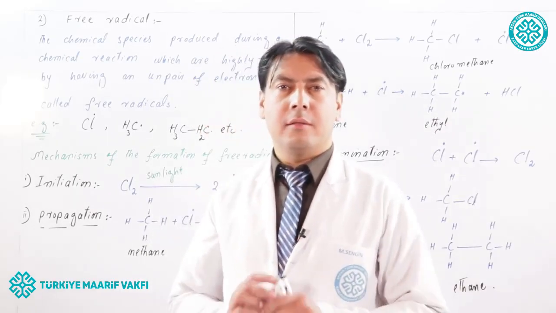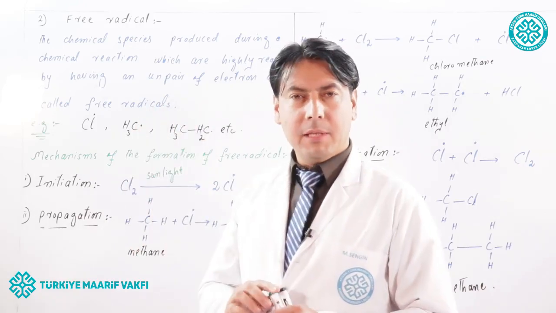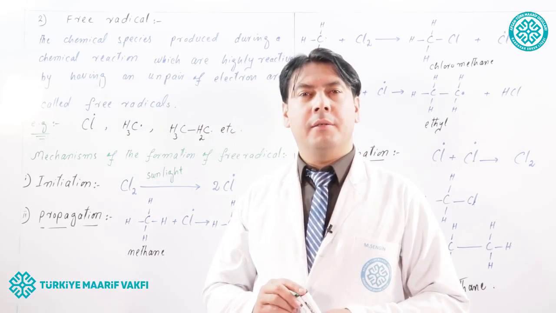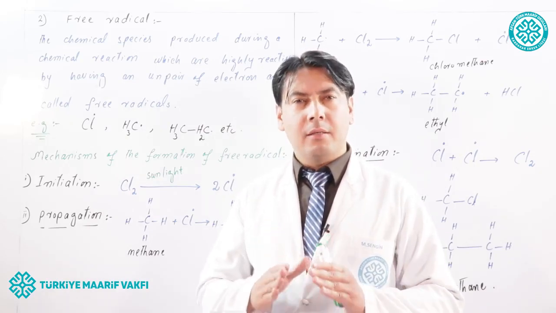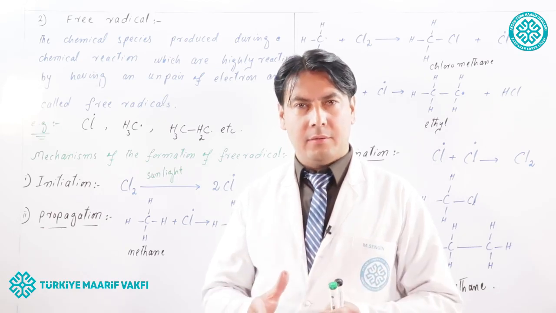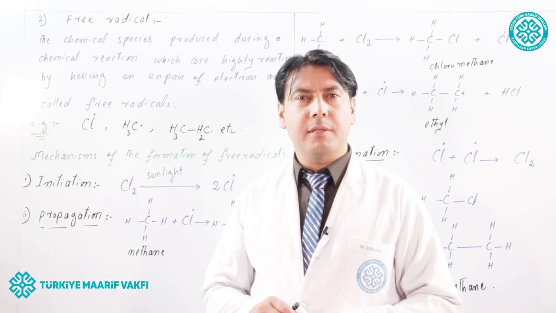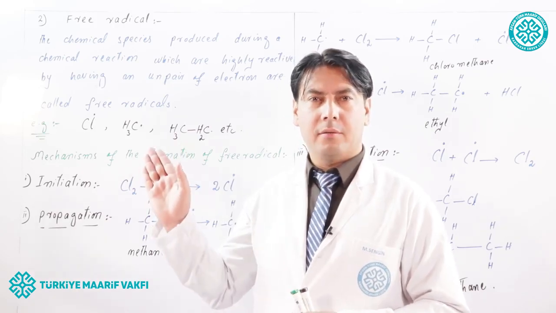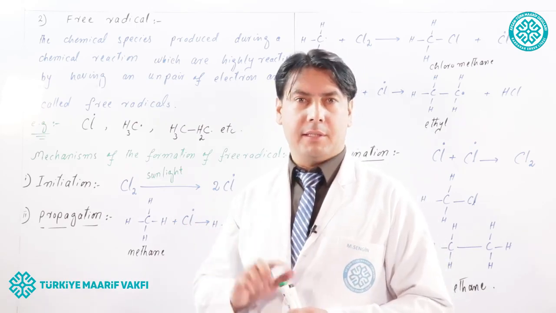Okay, students, we discussed the chemical species and two types of chemical species. We explained the ions in detail. So, the second type of chemical species is the free radical. So, now we will explain the free radical.